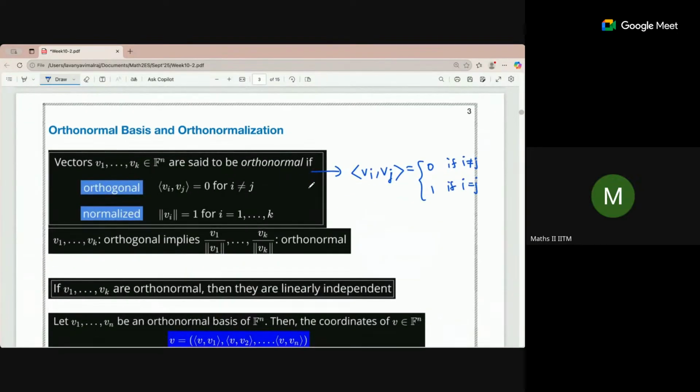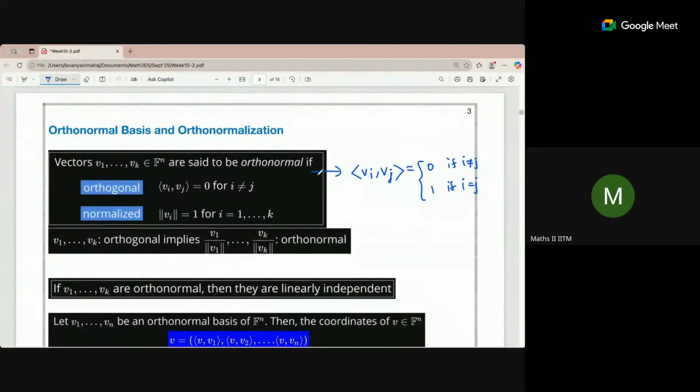As I told you in the previous session, an orthonormal basis plays a very important role in diagonalization. Particularly when you are diagonalizing some specific types of matrices like symmetric matrices or normal matrices, which we are going to cover in weeks 11 and 12. So in the spectral theorem, you see why this orthonormal basis plays an important role.